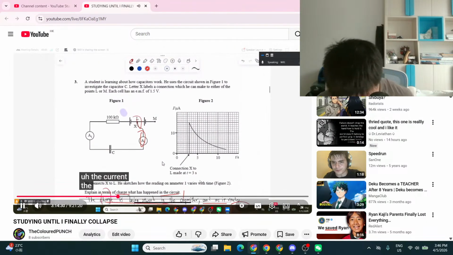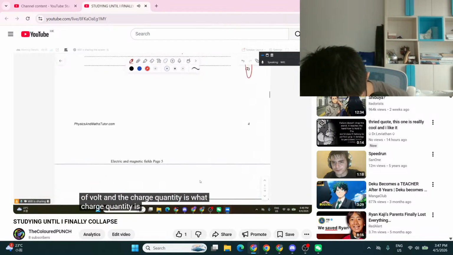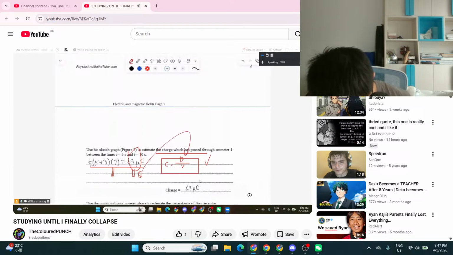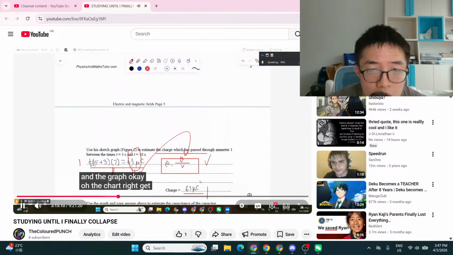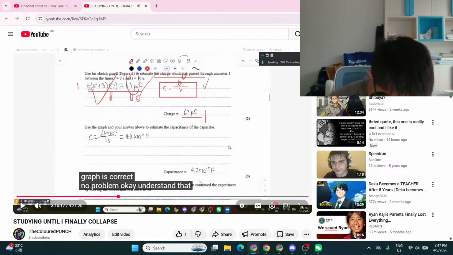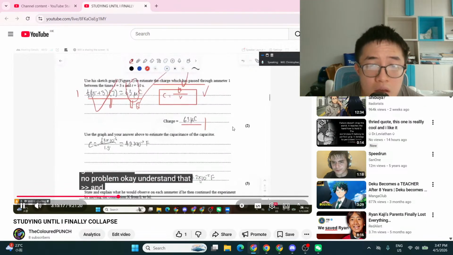The current, because we have the EMF is 1.5 volts, and the charge quantity is what? Charge quantity is what? You copy this charge, right? So charge is the 63 millicoulomb, and the capacitance taking in the 21 microfarad, and the graph. Okay. Oh, the charge, right. Yeah. Okay. Using the graph is correct. No problem. Okay, understand that.